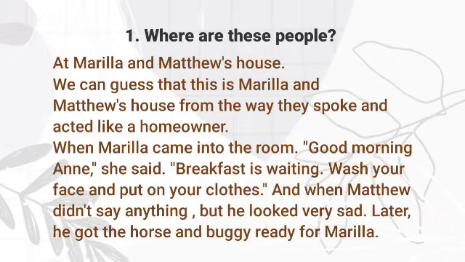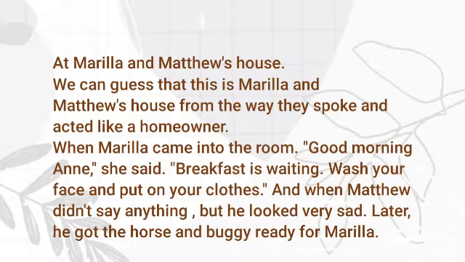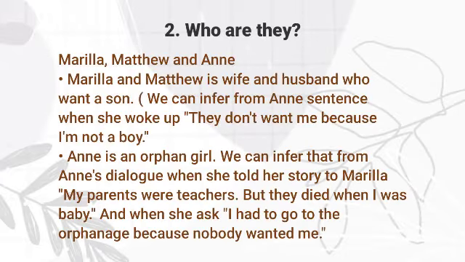For question number 1, where are those people? At Marilla and Matthew's house. We can guess that this is Marilla and Matthew's house from the way they spoke and acted like homeowners. When Marilla came into the room, "Good morning, Anne," she said. "Breakfast is waiting. Wash your face and put on your clothes." And when Matthew didn't say anything but looked very sad, later he got the horse and buggy ready for Marilla.